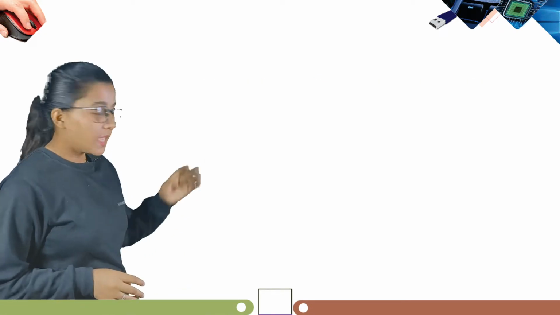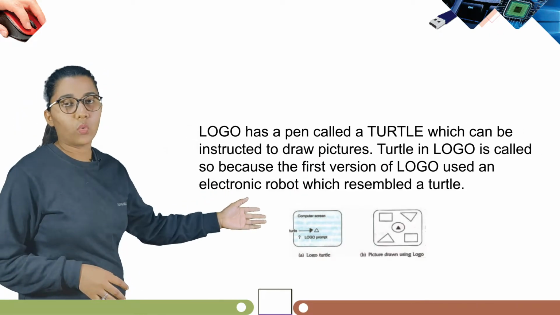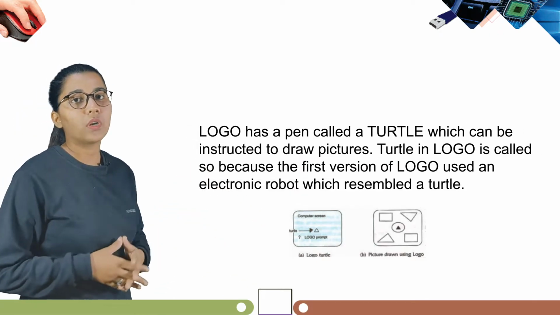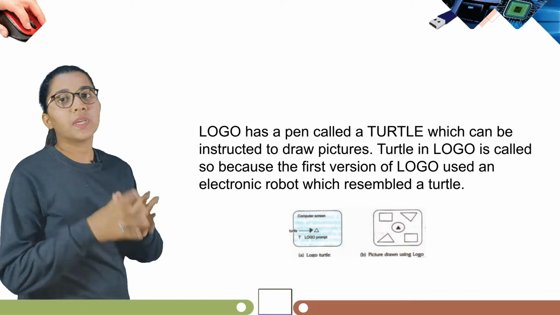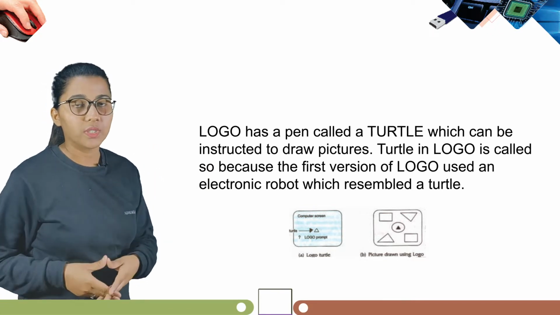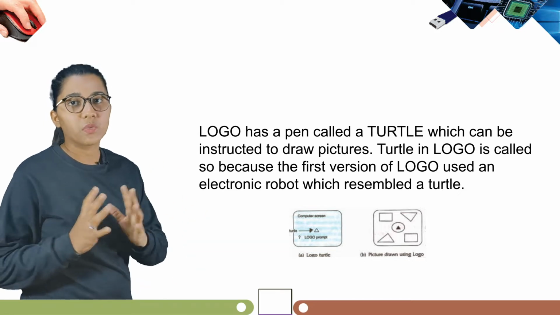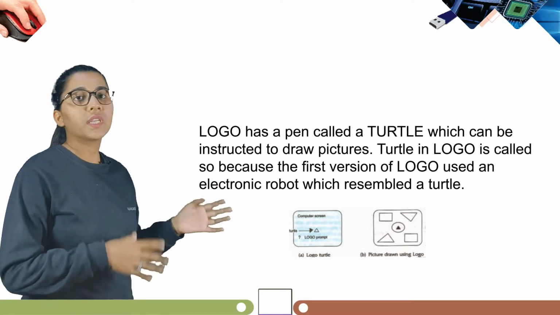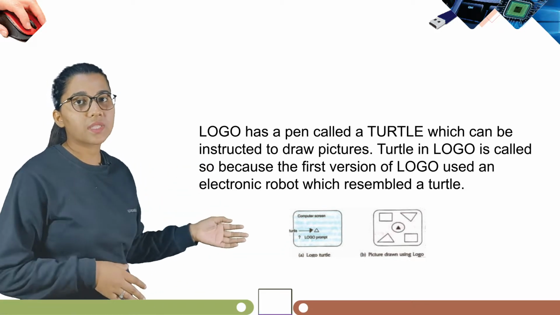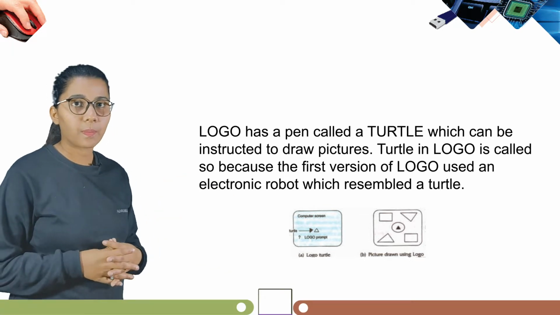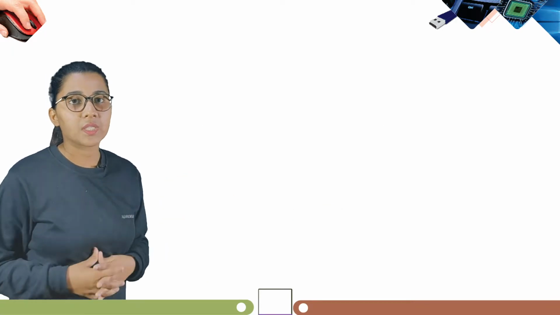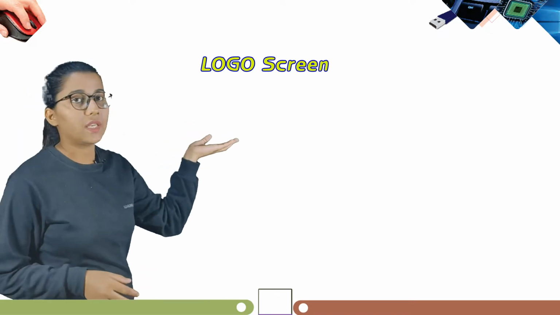So students, here you can see the pictures of logo. Logo has a pen called a turtle which can be instructed to draw pictures. Turtle in Logo is called so because the first version of Logo used an electronic robot which resembled a turtle.